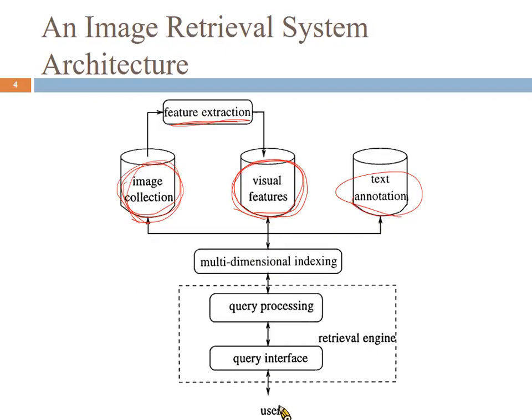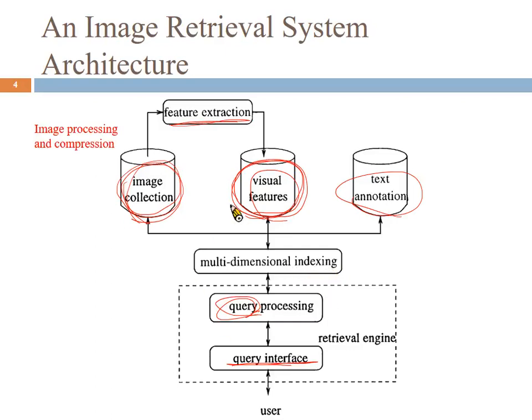Okay, so a user may give a query through the query interface, and the so-called query in a content-based image retrieval system may be another image. Then we also have to extract features from the query image, and then we will calculate the similarity between the query image and the images in the database. And there may be some multi-dimensional indexing techniques applied to do retrieval more efficiently.